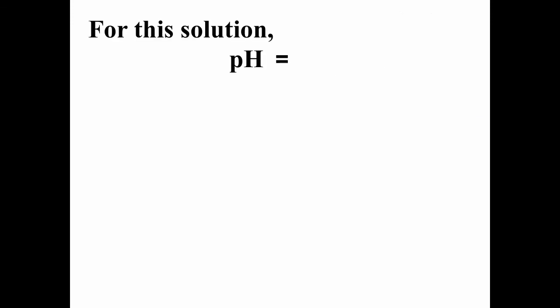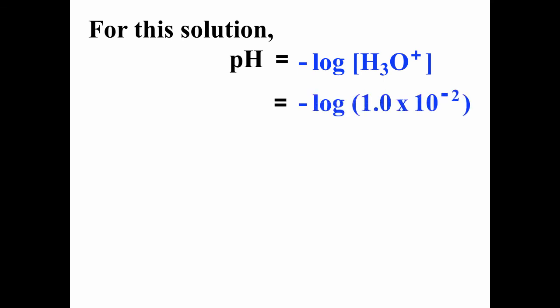And then pH is the negative log of H3O+ concentration, which is negative log of 0.01, which is 1 times 10 to the minus second, which is, of course, 2, or 2.00 with the correct number of sig figs.